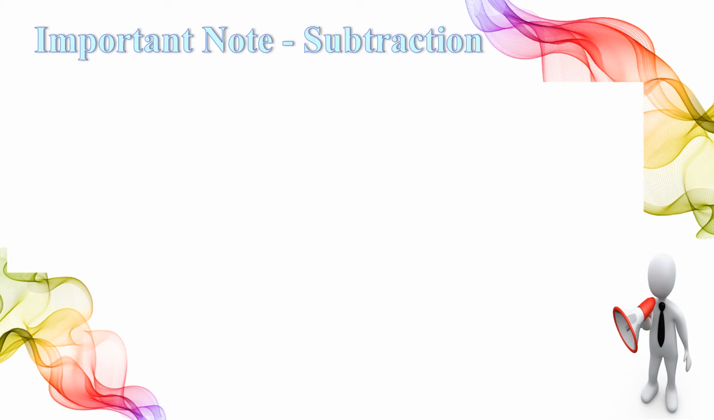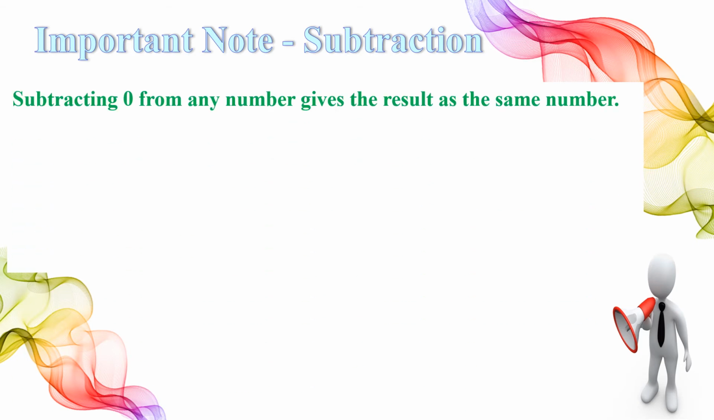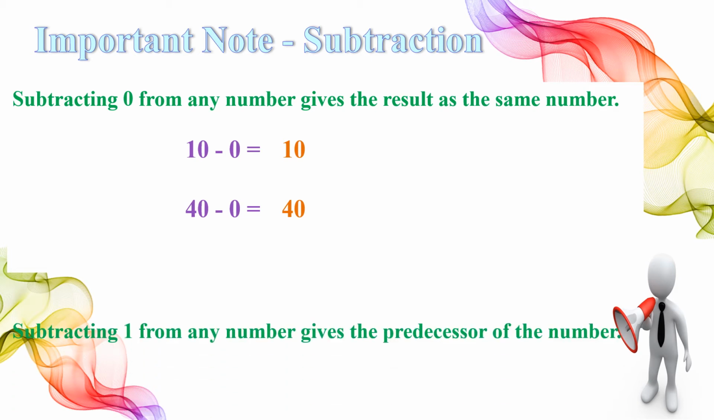Important note in subtraction. Subtracting 0 from any number gives the result as the same number. 10 minus 0, which is equal to 10. Similarly, 40 minus 0, which is equal to 40. That is, subtracting 0 from any number gives the same number.